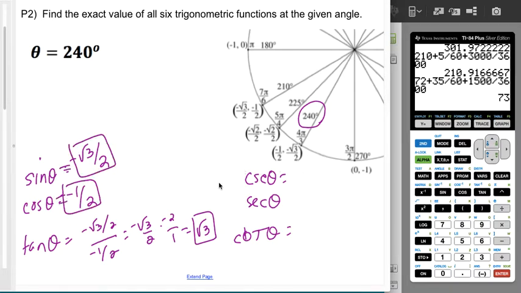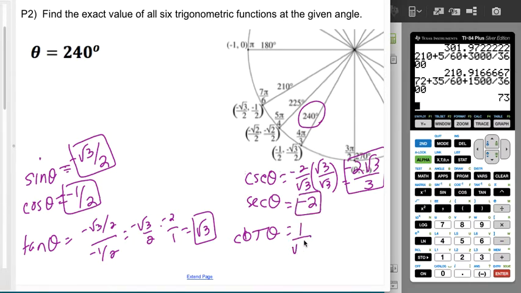Cosecant is the flipped version of sine, so that's going to be -2 over √3. If you rationalize by multiplying by √3 over √3, you're going to get -2√3 over 3. And we've seen that number before. If you flip the -1/2, you're going to get -2. And if you flip the cotangent, you're going to get 1 over √3, which you would have to rationalize, and you're going to get √3 over 3. And again, as you do this a lot, you start to see the same numbers all the time, and you don't have to put quite so much thought into it.